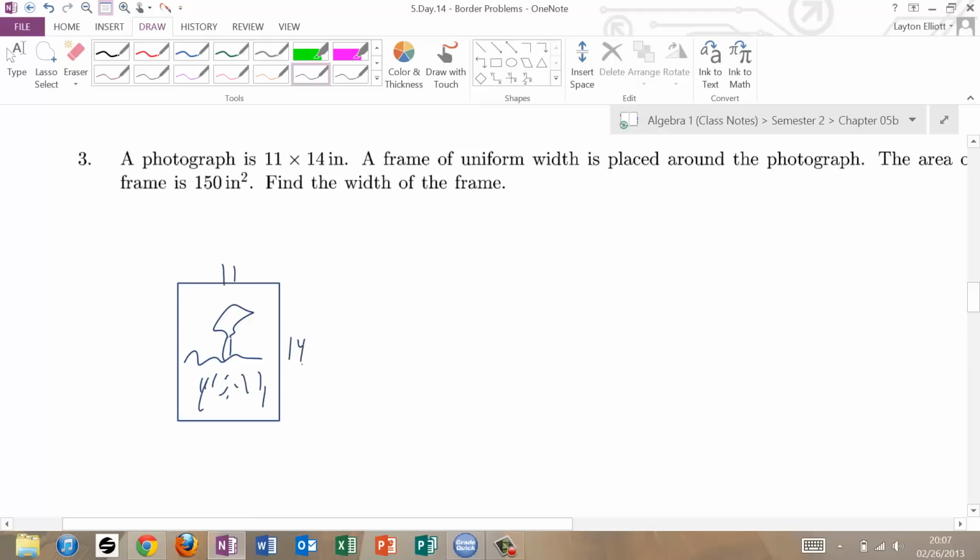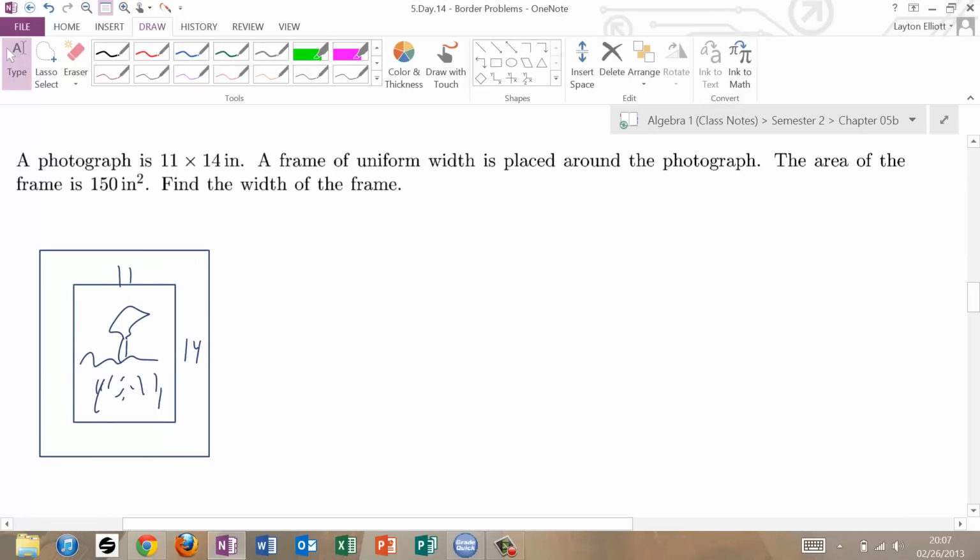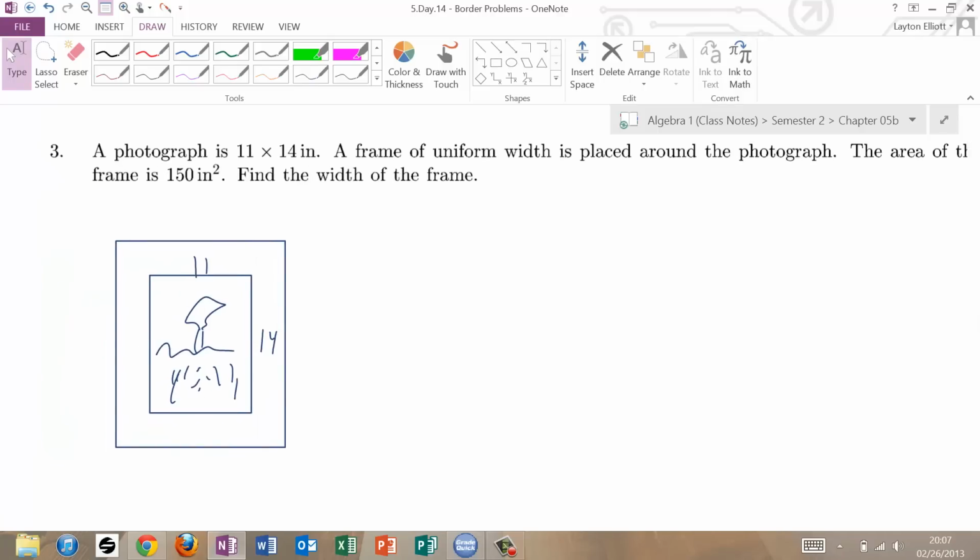That's 11 by 14. A frame of uniform width is placed around the photograph. So I'm going to draw a big frame so we can write stuff in it. Find the width of the frame. Oh, the area of the frame is 150 inches. This is actually a little bit of a different problem. Just a little bit. It's kind of like the first one. I know that I'm going to have 11 plus 2x and 14 plus 2x for my outside dimensions because I'm going to have a width of x all around the border. Okay?